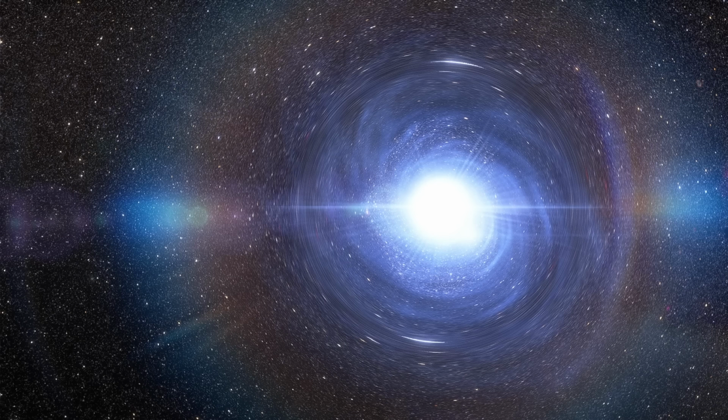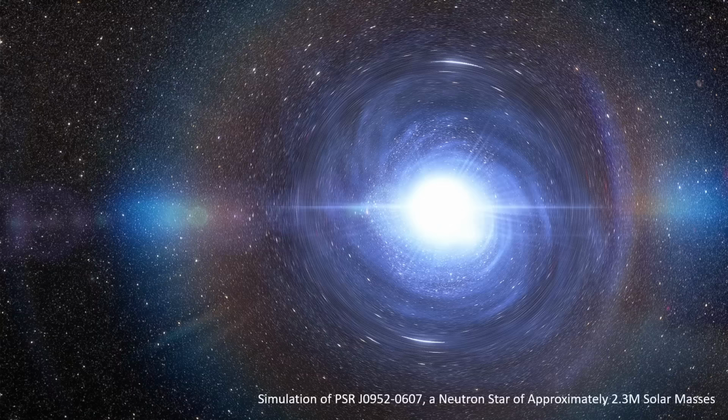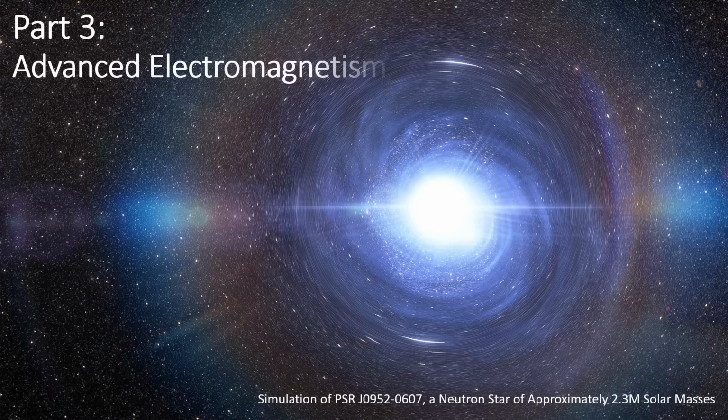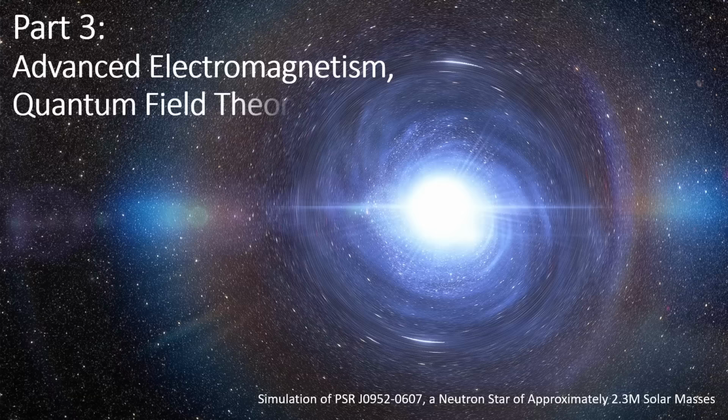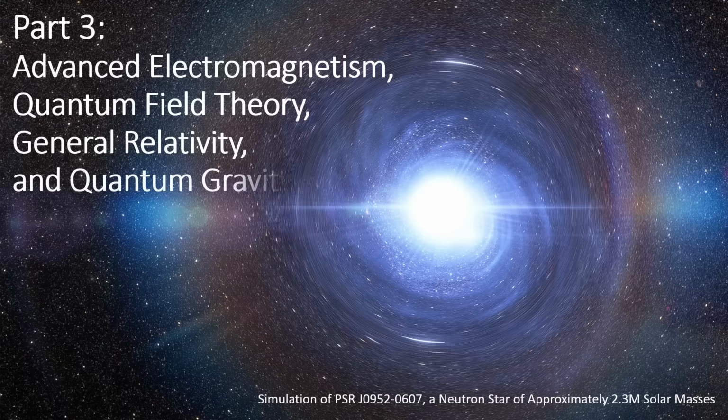And now it's time to get into the advanced topics and go all the way to summarizing essentially the entirety of theoretical physics. We're going to be covering advanced electromagnetism here, quantum field theory, general relativity, and finish off with quantum gravity and beyond.